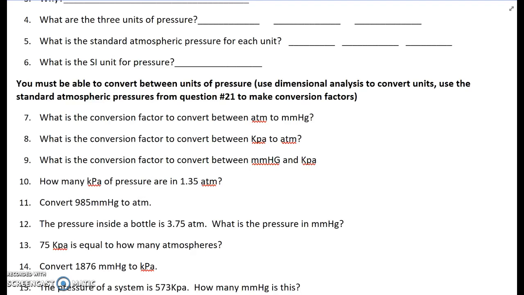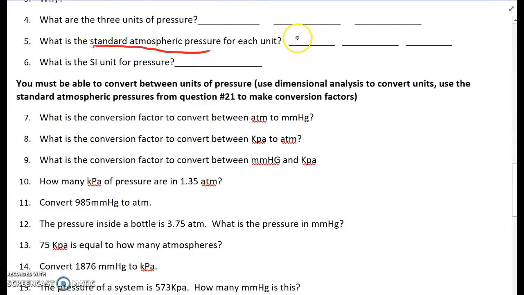Okay, now that we have a good understanding of what pressure is, the next thing that we really need to be able to do is to convert between different units of pressure. So we have 3 units of pressure. They are atmospheres, millimeters of mercury, and kilopascals. And in order to do this, we're just going to use dimensional analysis. But the first thing I want to know is what standard atmospheric pressure is.